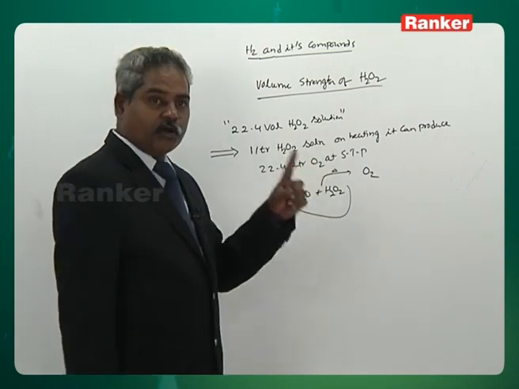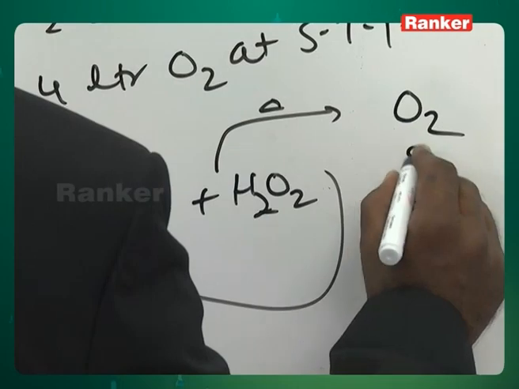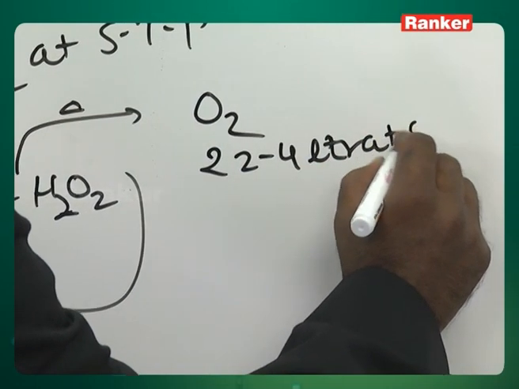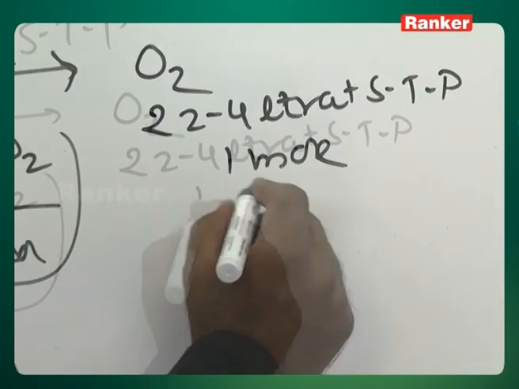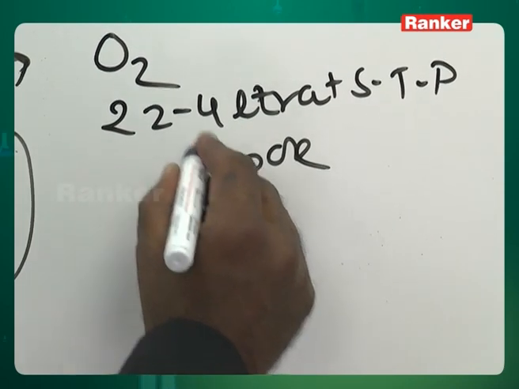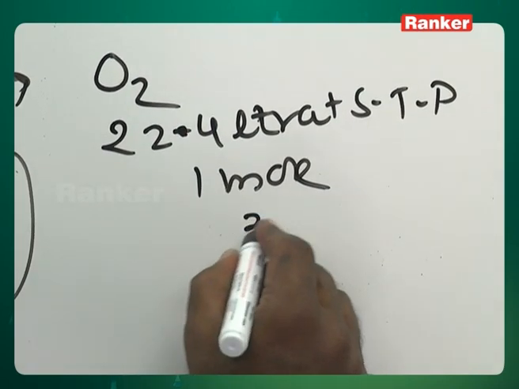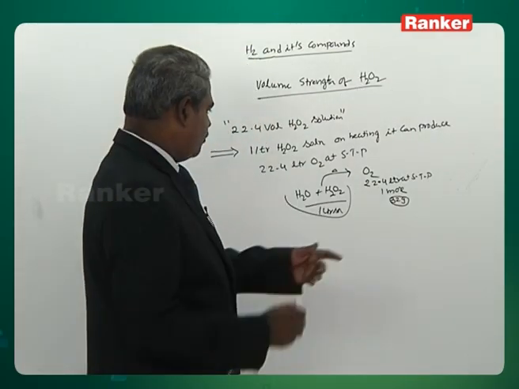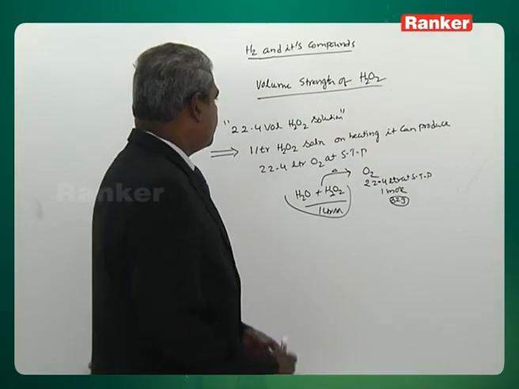22.4 liter at STP means 1 mole. So, you are getting 1 mole of oxygen. 1 mole is 32 grams, but the mass is not necessary. How can you get 1 mole of oxygen?